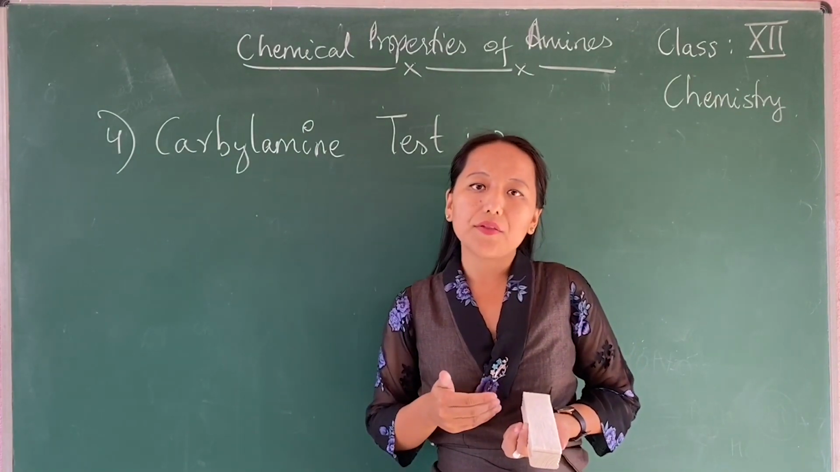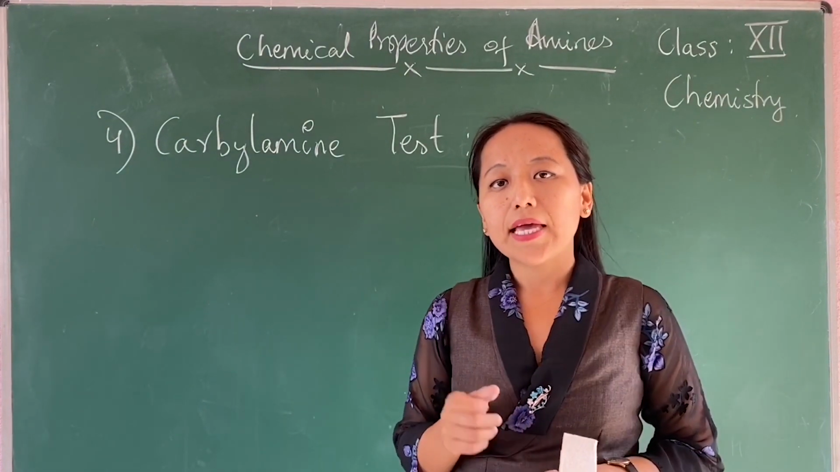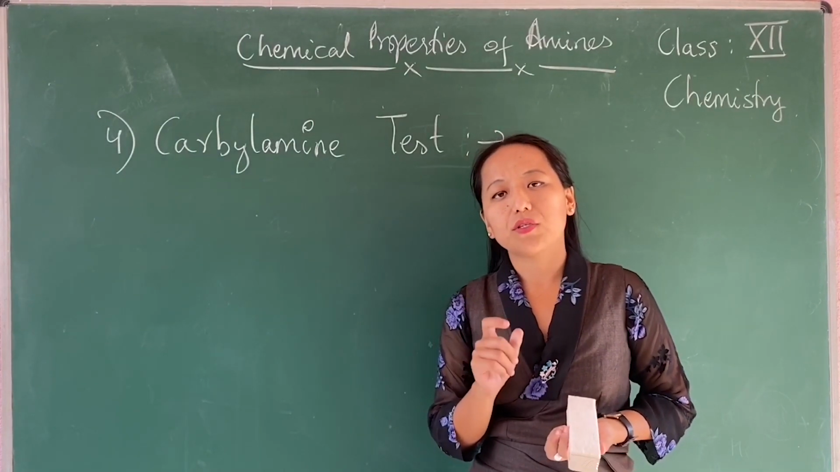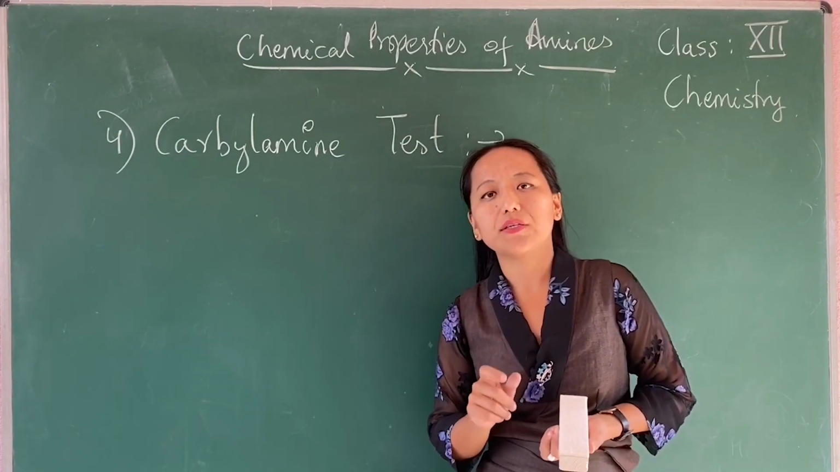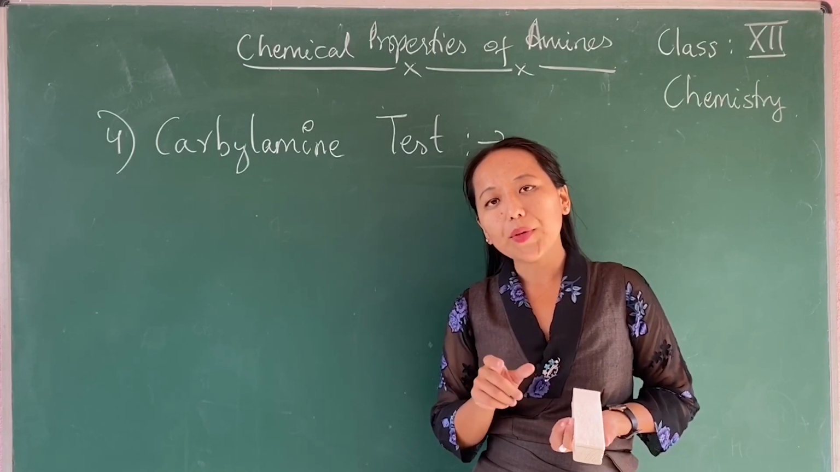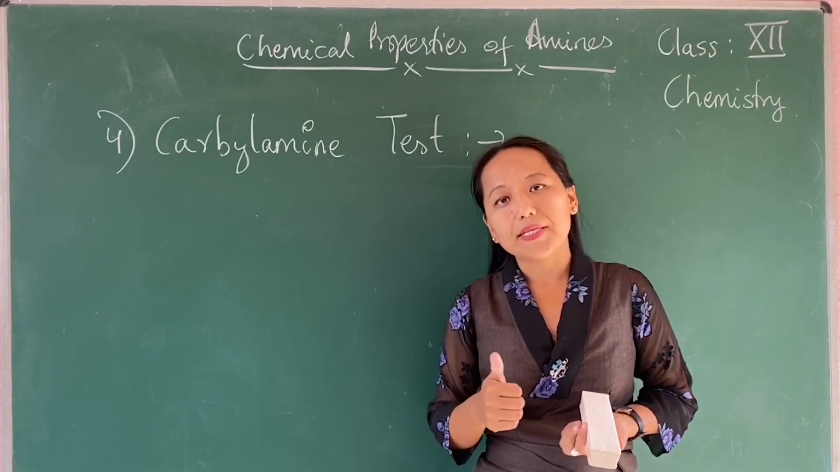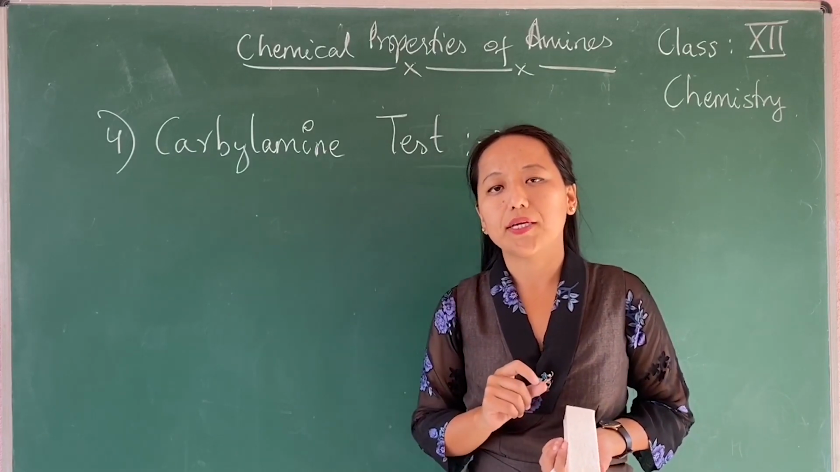Then we discussed the first chemical property, that is the basic character of amines. Amines are said to be basic in nature because they have a lone pair of electrons for donating. And this basic character is measured in the form of Kb and pKb value. If a compound has low pKb value and high Kb value, it is said to have high basic strength. So Kb and pKb are inversely proportional to one another.